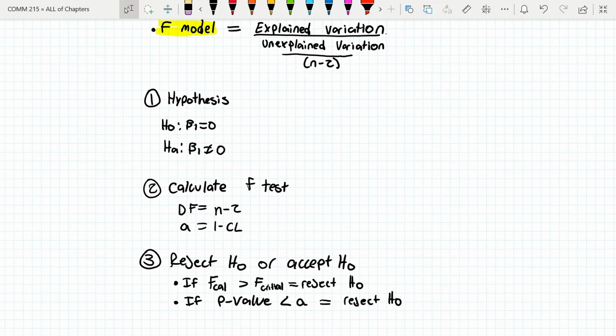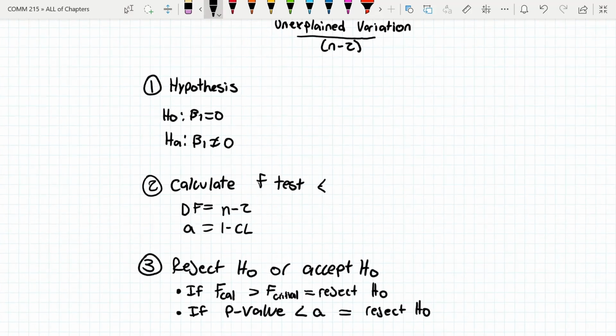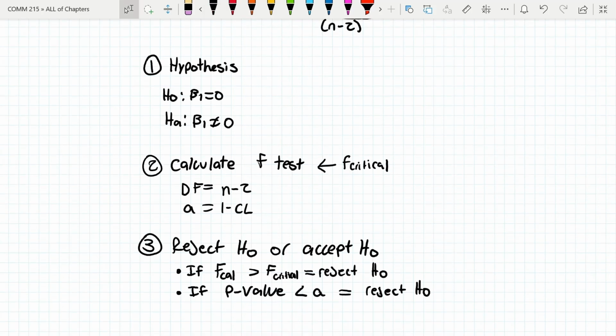So the third step is to reject your hypothesis or accept it. So if your calculated F score from the F model is greater than your F critical, then you can reject your H0. So the F critical is this one right here. And then if your p-value is less than A, which is your alpha, you can also reject your H0.